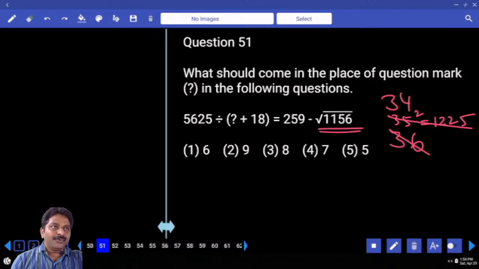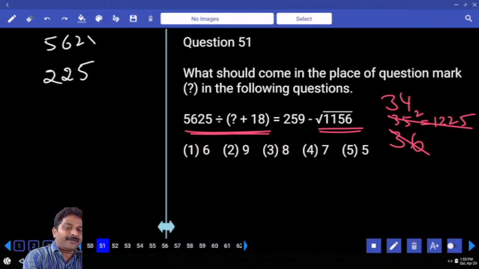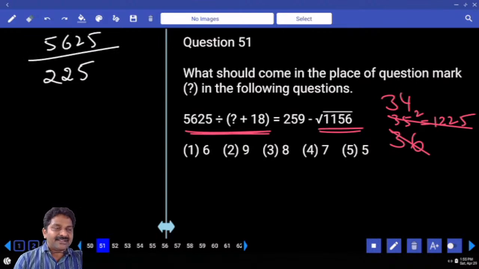So how much is this? Subtract 34 from 259. 225. This number is equal to 225. Correct? Now 5625 divided by 225 is equal to x plus 18 only. 5 into yes, it may be an odd number. That's what we can decide, right? So 225. Are you comfortable with 225 multiplication? Otherwise, go with 15.